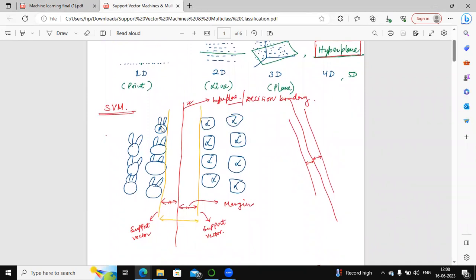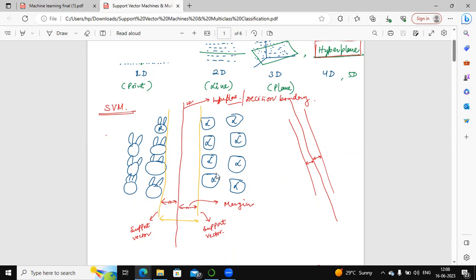Now let's see the same example. Let's say we have a group of rabbits and lions. One class belongs to rabbit and one class belongs to lion. First we have to draw a support vector parallel to rabbit and lion at the edge of the classes. We draw a support vector at the edge of the rabbit class, and then another support vector at the edge of the lion class.